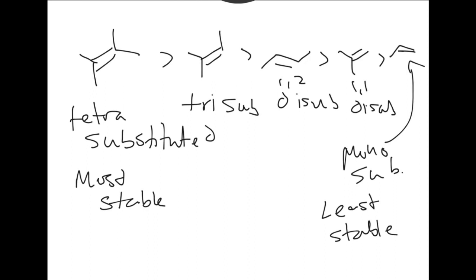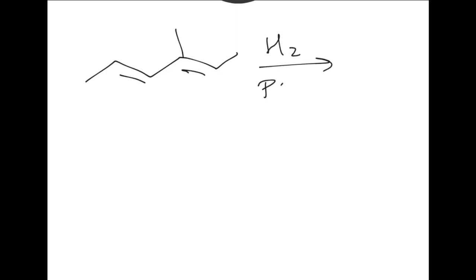In practice, this is really hard. So for us, if you see double bonds in your molecule that aren't part of an aromatic ring, you are just going to remove all of them. So if you have a situation where you have two double bonds and you have H2, palladium on carbon, you're just going to remove all your double bonds.